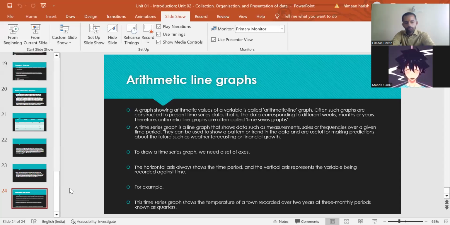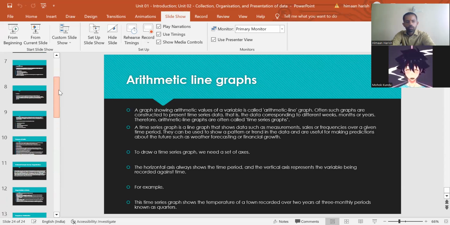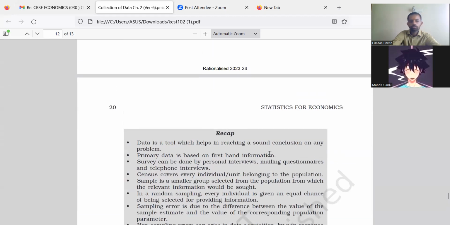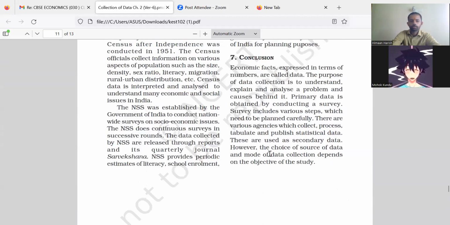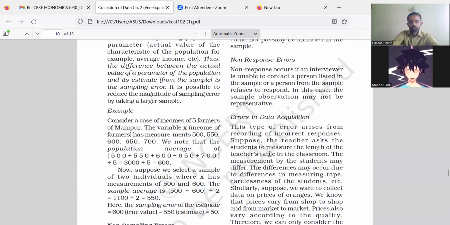So we have come to the end of Unit 2, which we have covered in a very quick manner. We have covered most of the concepts according to the syllabus from NCERT, and we are also referring to the textbook as well. So, is there anything different or anything left out from the textbook which we have not covered in the PowerPoint presentation? I don't think so.